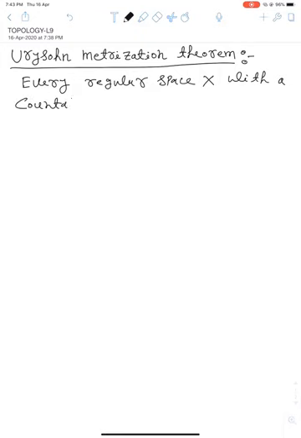So today in this talk I shall prove the Urysohn metrization theorem. This theorem actually says that every regular space with a countable basis is metrizable. It says every regular space, say X, with a countable basis is metrizable.